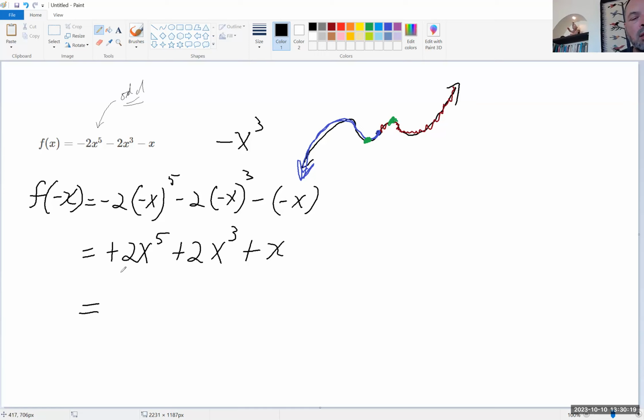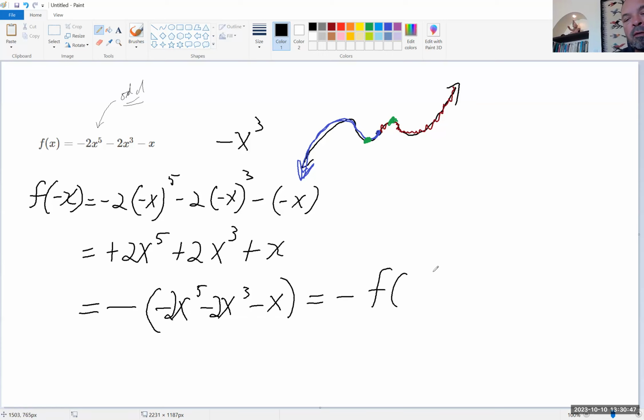But in the end, notice that this is opposite of the original. Which means it is opposite of f of x, which tells you that it is definitely odd.